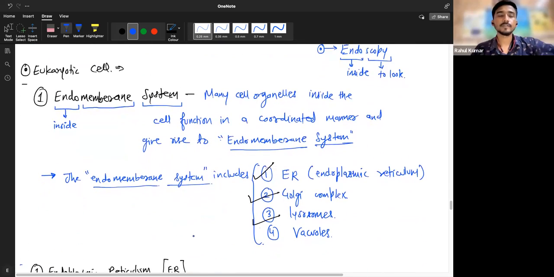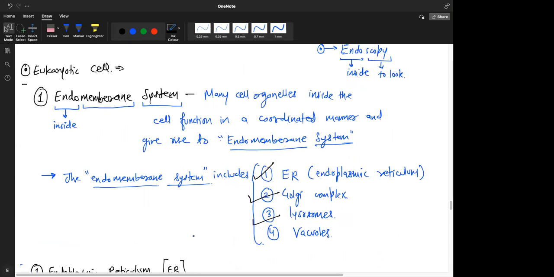Then we started with eukaryotic cell. In eukaryotic cells, we discussed the endomembrane system. Endo over here means inside, and membrane system means membrane system. So, the endomembrane system comprises 4 cell organelles, which are ER, Golgi complex, lysosomes, and vacuoles. These cell organelles inside the cell function in a coordinated manner, and this brings about the endomembrane system.